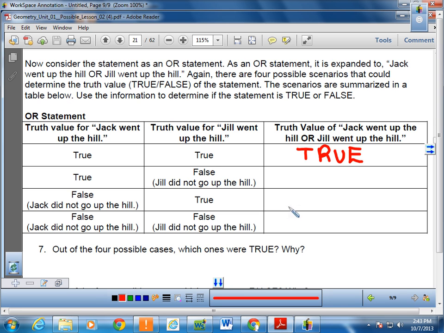Right. If Jack went up the hill and Jill did not, did Jack or Jill go up the hill? Yes. This is still true. If Jack did not go up the hill and Jill did, did Jack or Jill go up the hill? Yes, this is still true. If neither one of them went up the hill, then Jack or Jill went up the hill is considered false.